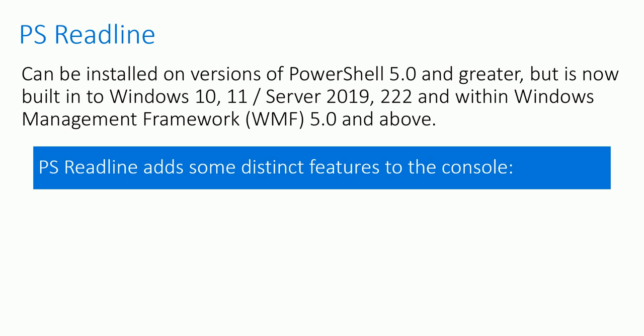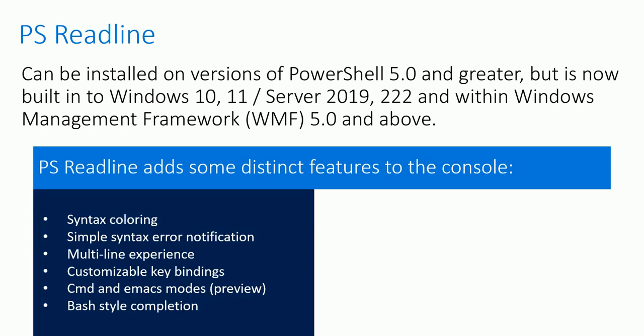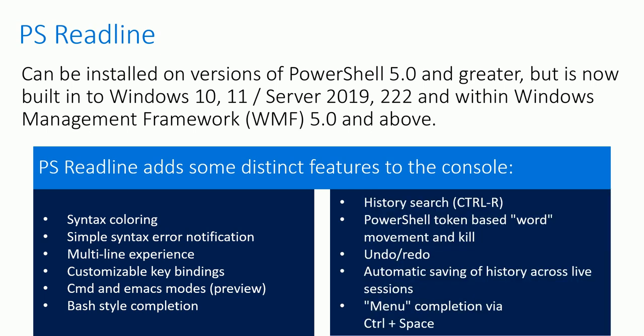So PSReadLine adds some distinguished features to the console. What are the features? Syntax coloring, simple syntax error notification, multi-line experience, customizable key binding, CMD and Emacs mode, and Bash style completion. And you can check the history search by using Control and R.